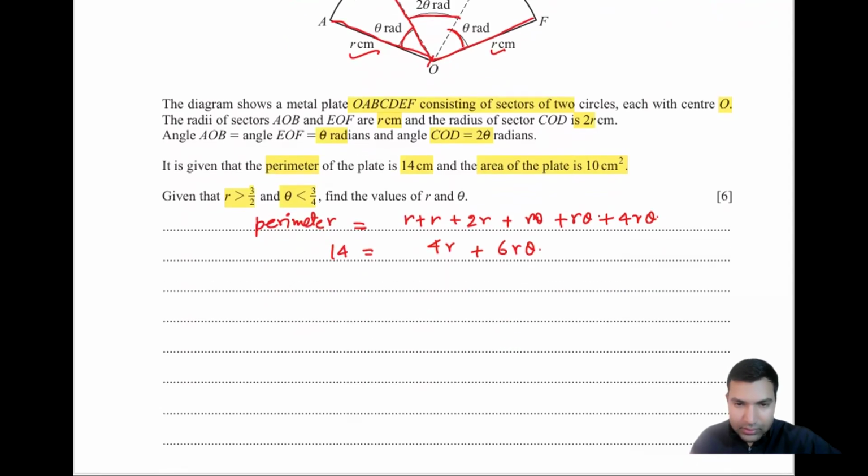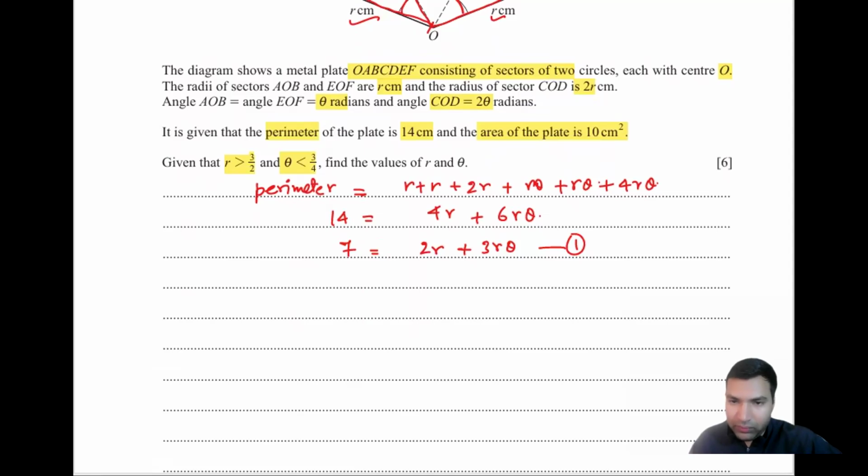Okay, so I can simplify this and cancel out the common 2. So this becomes 2R, dividing the entire equation by 2, and this becomes 3R theta. So that's my equation 1. Now we need to use the area of this.